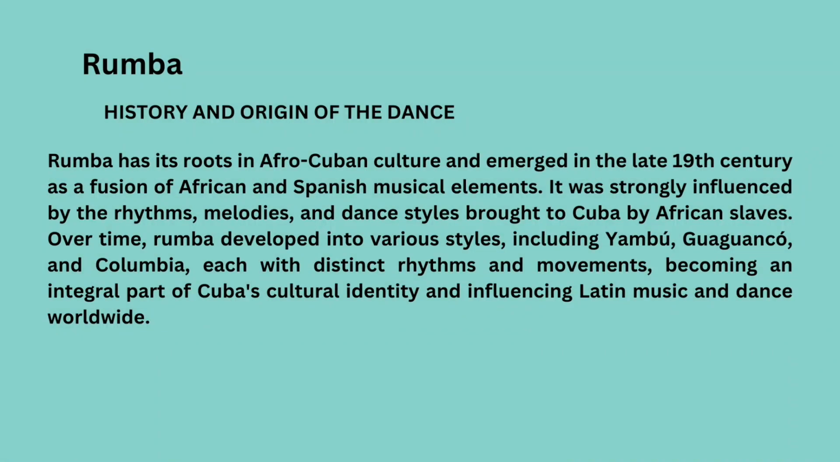Rumba, history and origin. Rumba has its roots in Afro-Cuban culture and emerged in the late 19th century as a fusion of African and Spanish musical elements. It was strongly influenced by the rhythms, melodies, and dance styles brought to Cuba by African slaves. Over time, rumba developed into various styles, including yambú, guaguancó, and columbia, each with distinct rhythms and movements, becoming an integral part of Cuba's cultural identity and influencing Latin music and dance worldwide.